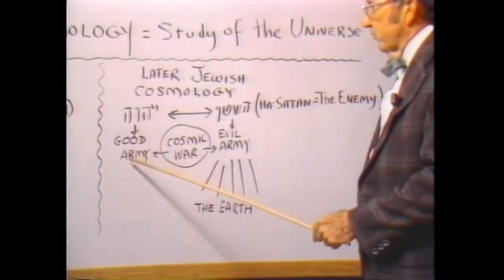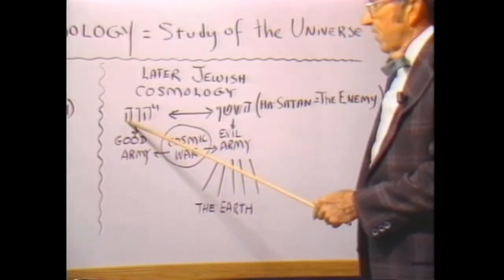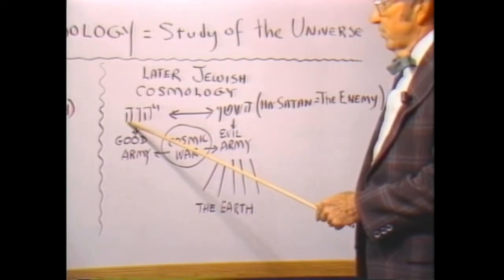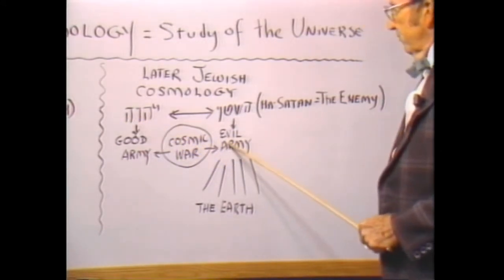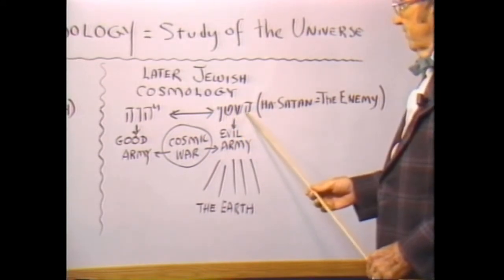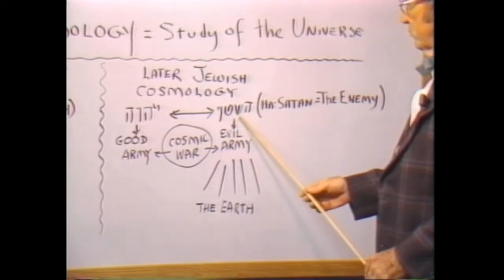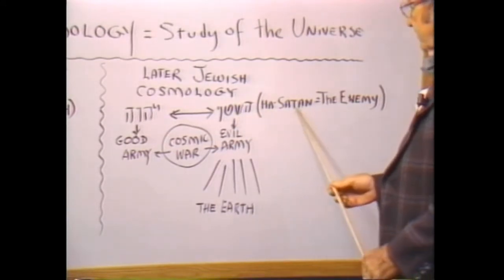This cosmic war is a war between good forces and evil forces. At the head of the good forces is Yahweh, or God, the Hebrew God. At the head of the evil forces is the enemy. This is the word in Hebrew which means the enemy, Hasatan. Hasatan is a transliteration of this Hebrew name for the enemy.